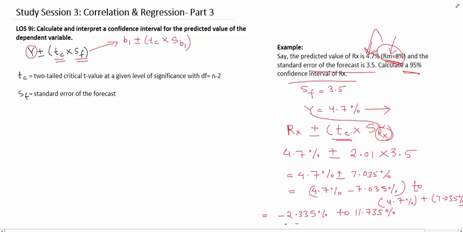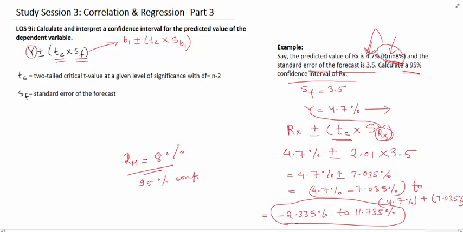Now, how do you interpret this confidence interval for the dependent variable? You say that given the value of the independent variable, in this case Rm as 8%, we are 95% confident that the value of Rx will lie between these two values. This is the interpretation of the confidence interval of the dependent value.